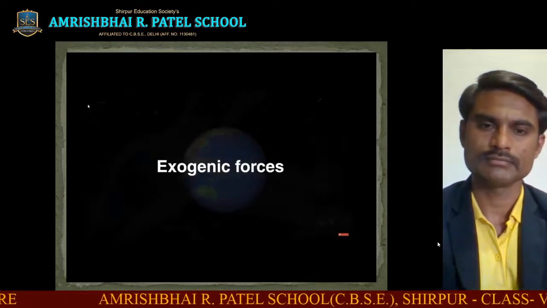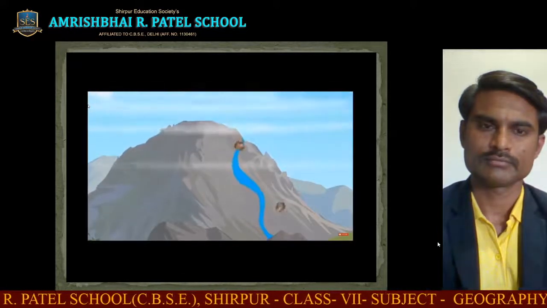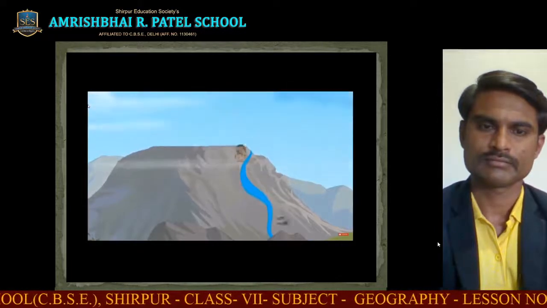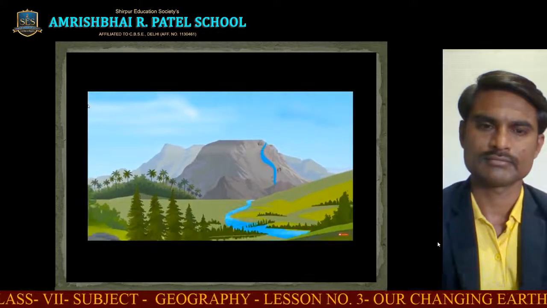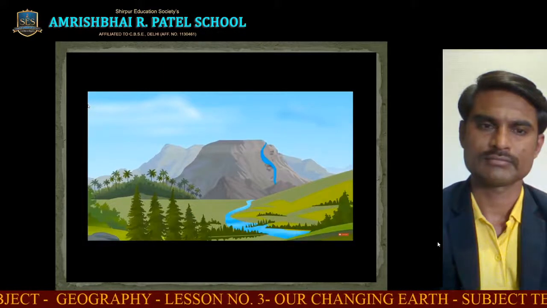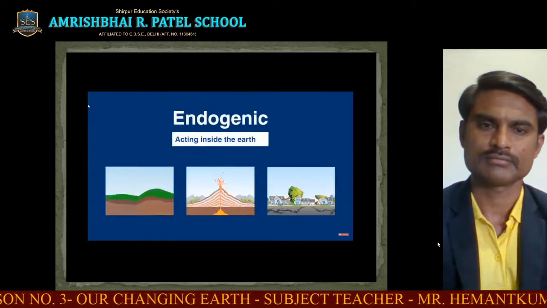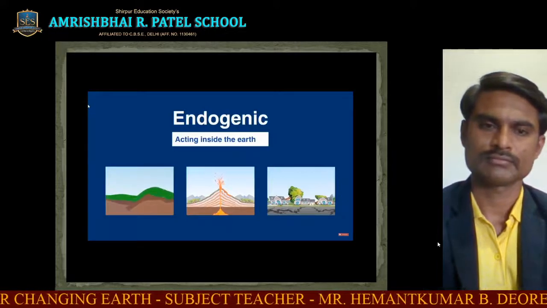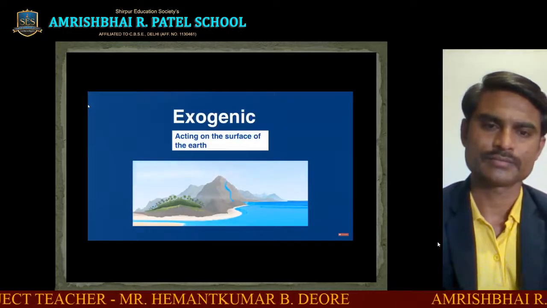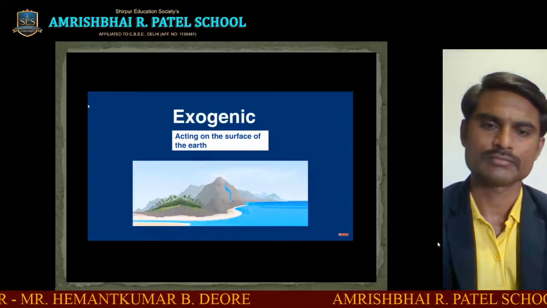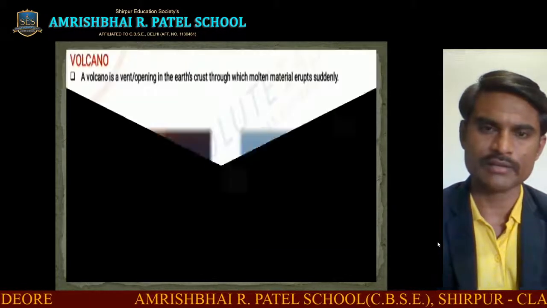Now, exogenic forces act on the surface of the earth, and these are visible to us. For example, the movement of wind, rivers, and sea waves changes the surface of the land. Mountains become plateaus over time. Rivers erode mountains to form valleys and plains. So we learned how mountains, volcanoes, and earthquakes result from endogenic forces, whereas exogenic forces erode mountains over time into plateaus, plains, and valleys. This is what we have studied about endogenic and exogenic forces through the video.